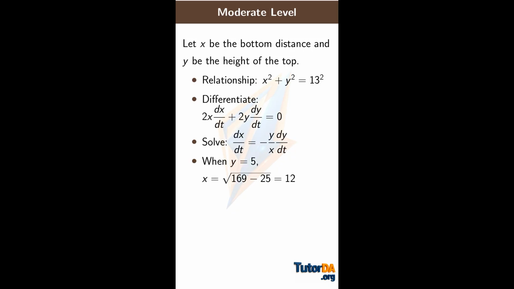When y equals 5, x equals the square root of 169 minus 25, which equals 12. Given dy over dt equals minus 1, then dx over dt equals minus 5 over 12 times minus 1, which equals 5 over 12 feet per second.